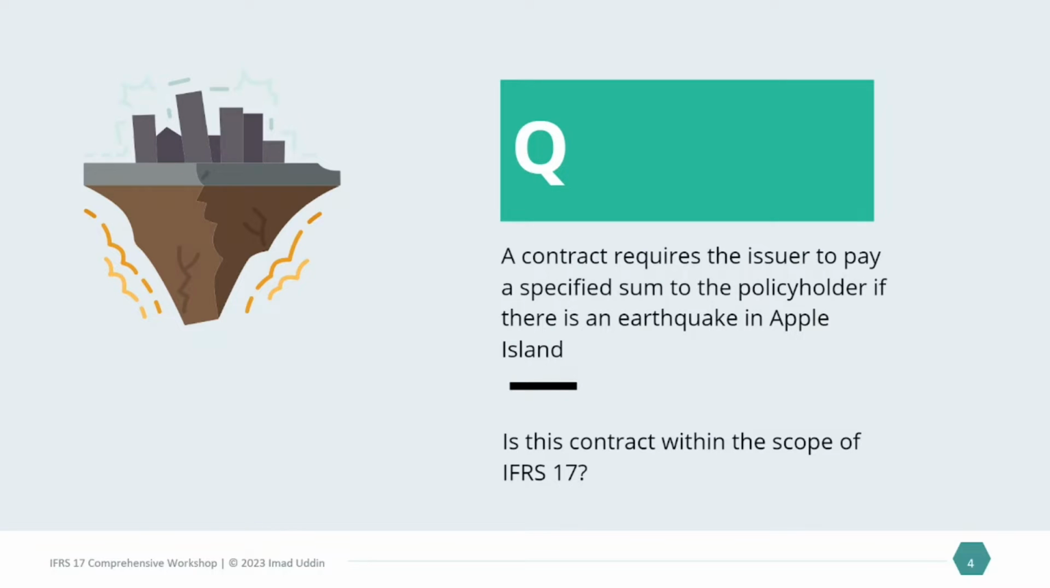Let me give an example. A contract requires the issuer to pay a specified sum to the policyholder if there's an earthquake in Apple Island. So the policyholder has a contract from the issuer that the policyholder will receive an amount from the issuer if there is an earthquake in Apple Island. Would this contract be an insurance contract? Would this be within the scope of IFRS 17? Well, according to the definition we just read, actually that's not the case.